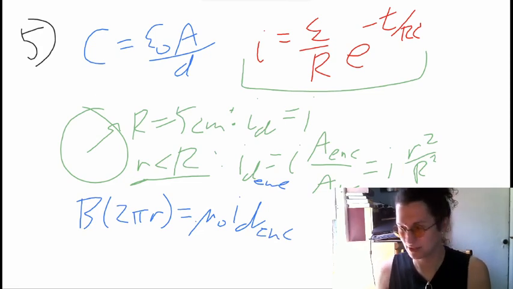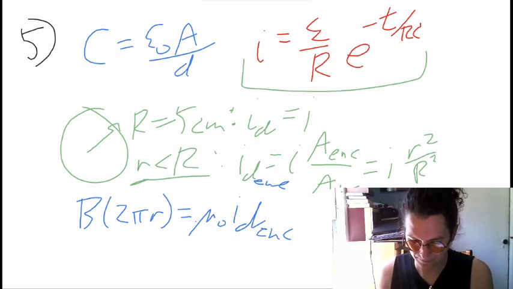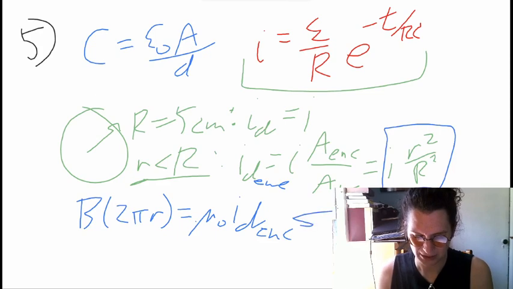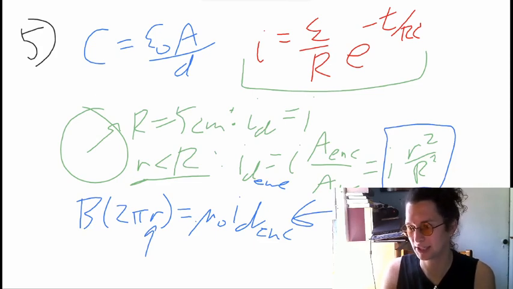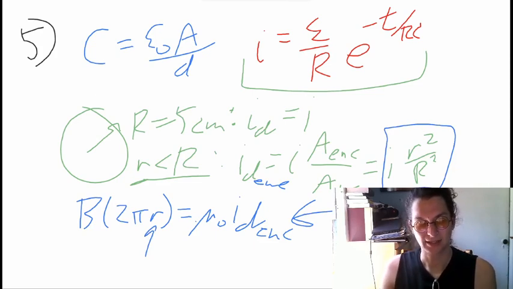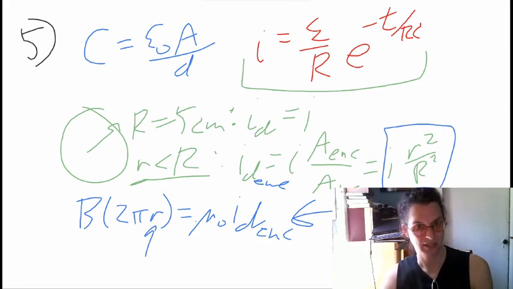But anyway, yeah, so we go ahead and calculate that. We have our current times this ratio, and we can plug that in, and then just keep in mind that we're plugging in the radius for the location within the circular parallel plate capacitor. All right, and that's it for that problem.